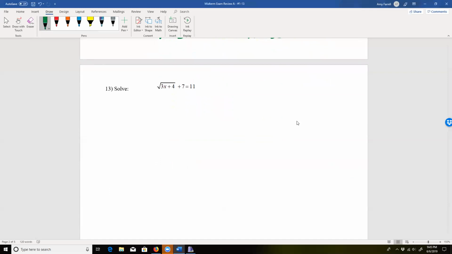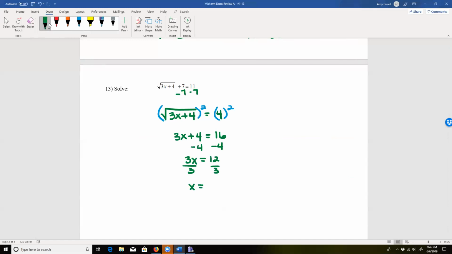Last one in the video for this first part is this square root equation. For a square root equation, we isolate the square root. In this case, we're going to subtract 7 from both sides. And then we can square both sides of the equation. This is helpful because when you square a square root, it disappears. It undoes the root. So squaring the square root of 3x plus 4 gives you 3x plus 4. Squaring 4 gives you 16. And then you just solve the remaining equation. So solving the remaining equation, it looks like we get x equals 4.